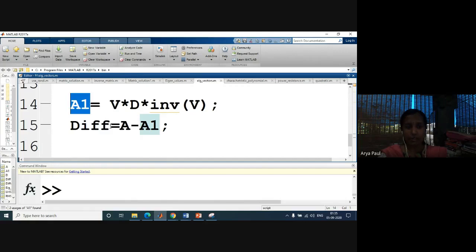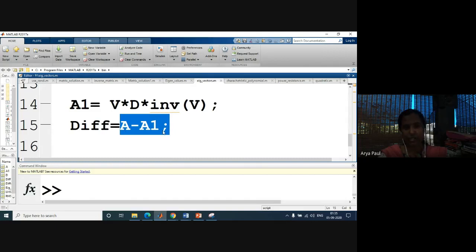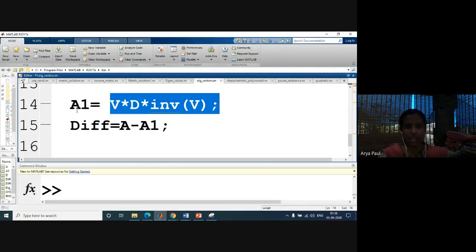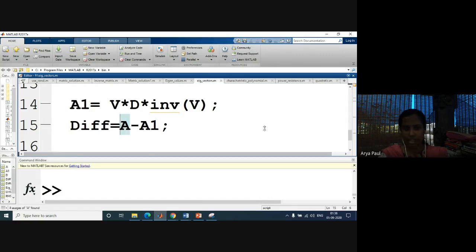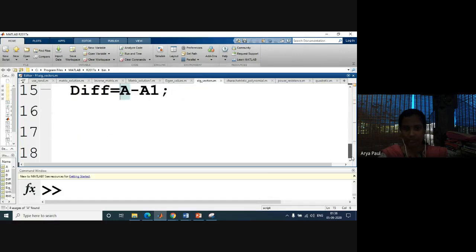Now we find the difference between your actual A and A1. This also won't be exactly equal to 0, but very close to 0. Very near to 0, but not exactly equal to 0. So V into D into V inverse, you will get the same matrix A. So we will check this.